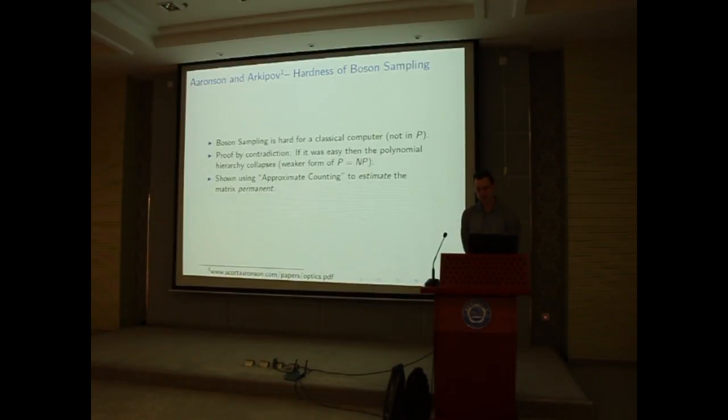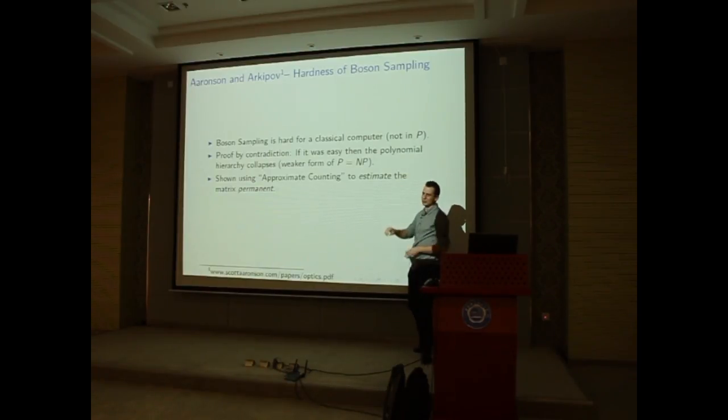I'll try and explain what this is a little bit. But you can think of it as a weaker form of P equals NP. That's relative to some oracle, but I'll give you a rough sense of it in a minute. And the way it's done is by this approximate counting algorithm. What it does is you can use the approximate counting algorithm to try and estimate the matrix permanent. So I'm going to use the next couple of slides to just try and explain that bullet point.